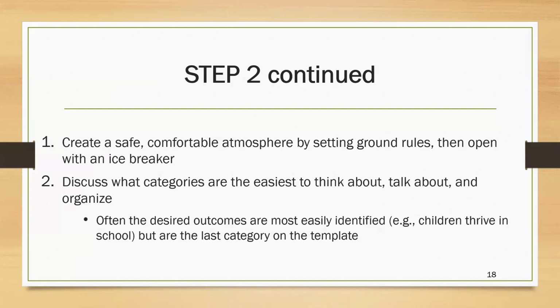Create a safe and comfortable atmosphere by setting ground rules, then open with an icebreaker. So just make it comfortable, because it's a very challenging task and intense. Discuss what categories are the easiest to think about, talk about, and organize, and begin with those. Often those are the desired outcomes and are most easily identified. For example, children thrive in school, but they're often the last category on the template or the bottom category on the template. So sometimes it's easier to work from the right to the left or from the bottom up, depending on the orientation of your template.